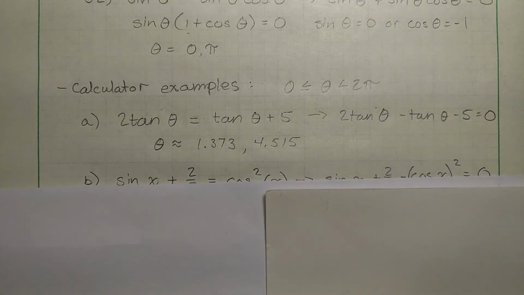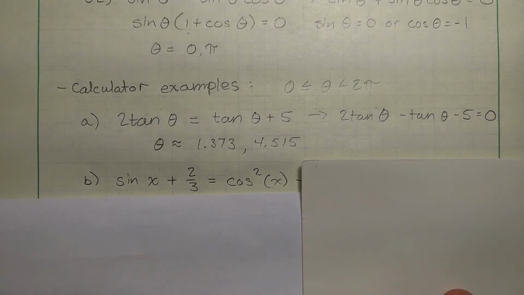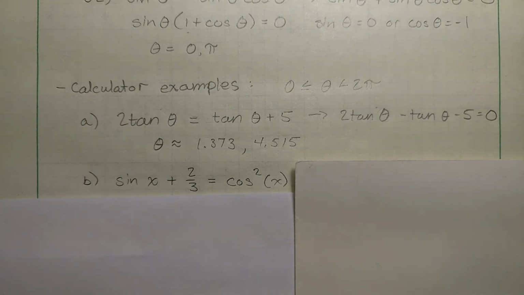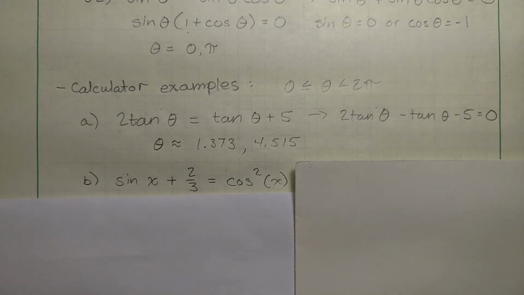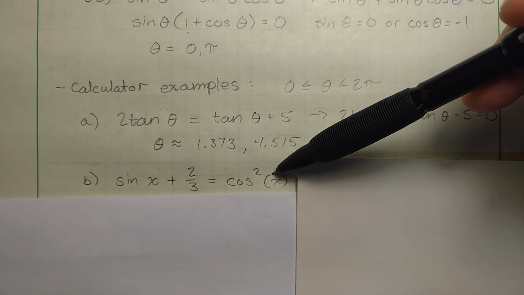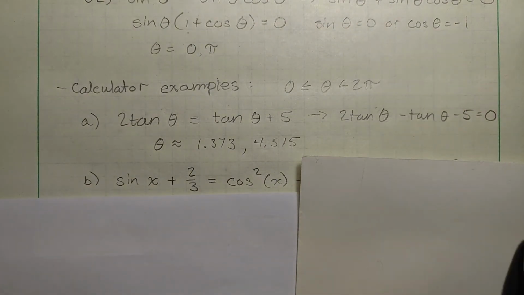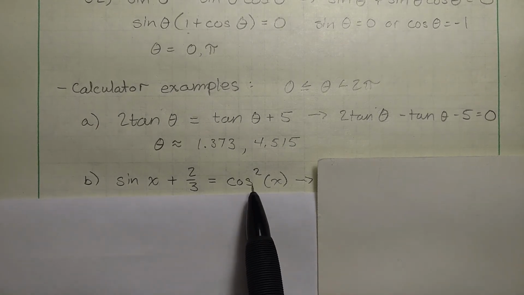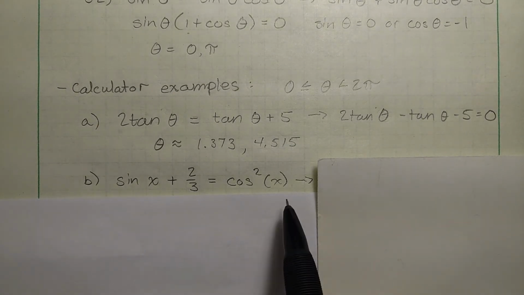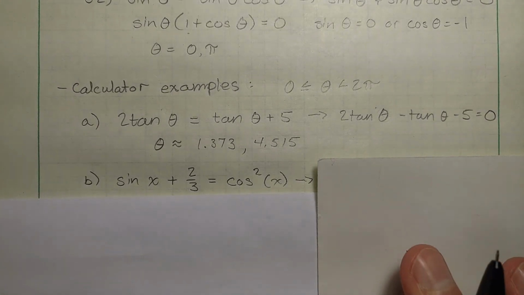All right, let's look at one more example. So here I've got the sine of x plus 2/3 is equal to the cosine squared of x. Now this is the tricky part here in how we go to enter that in our calculator. So the first thing I have to do is set everything equal to 0. So I will subtract this cosine squared from both sides. So I get our 0 on the right side.